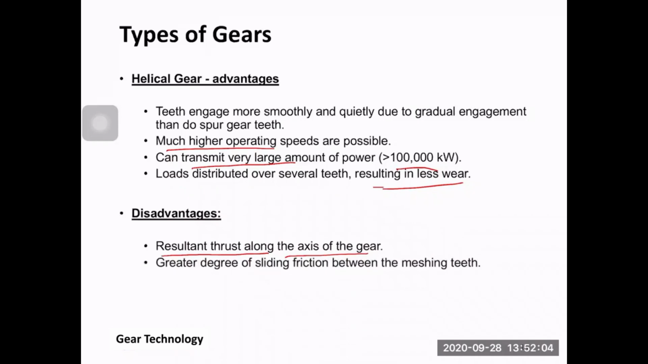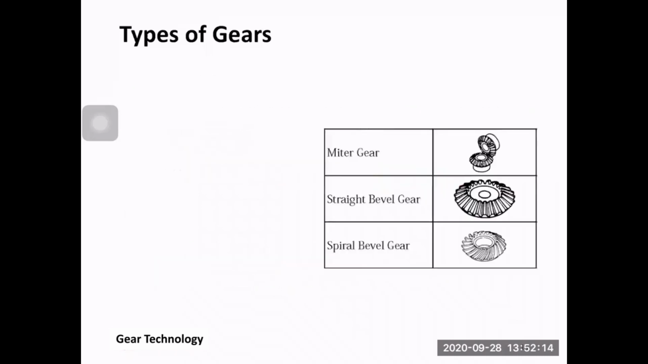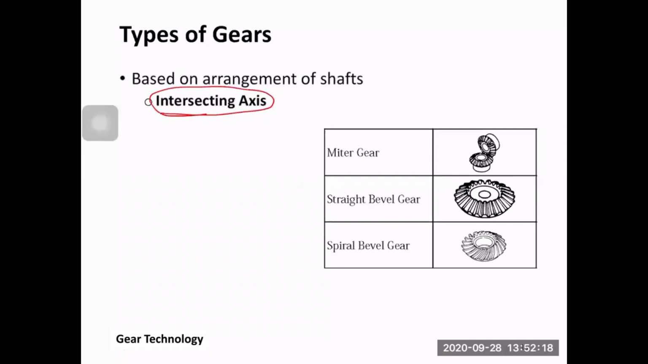So the sliding friction here is more, so the power loss is more, and consequently the efficiency is less. So if we have two shafts and the two shafts are intersecting, the previous type was like two parallel shafts, but here we have two intersecting shafts. So you see here, for example, the center line of this shaft is in this direction, and the center line of this shaft is in this direction.